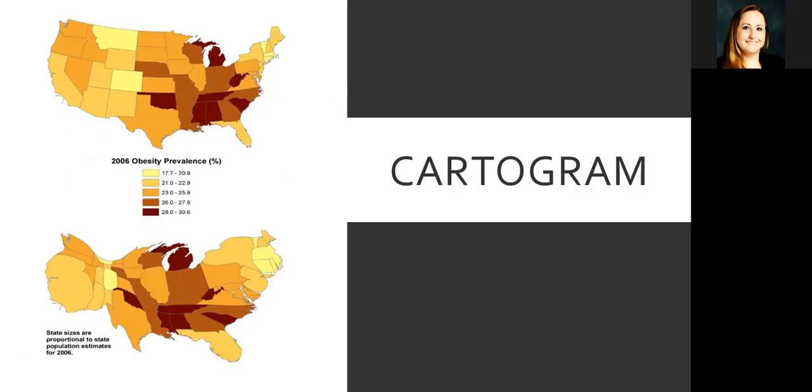Okay, so cartograms are maps that are either misshaped, where the states, the objects, are changed in size and shape depending on the value of the variable for that object. So in this map, in the top, that's just a regular choropleth map, and in the bottom, you have the cartogram. So you have obesity by state.